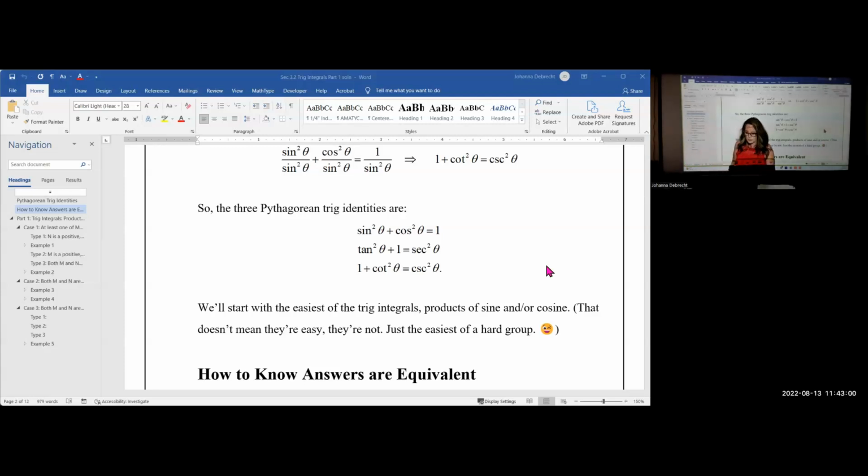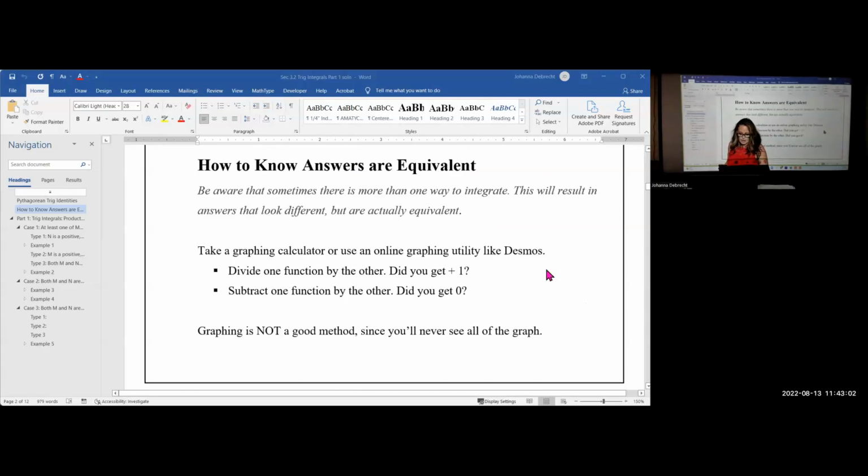So when you're doing these, you also need to be aware that sometimes there's more than one way to integrate. And when you integrate in a different pattern than, say, your classmate, then you may get what looks like a different answer, but is in fact equivalent. So how do you know it's equivalent? Graphing is not a way to look at two functions and decide if they're the same. You can never see the entire graph. So graphing is a terrible way to determine if two functions are equivalent.